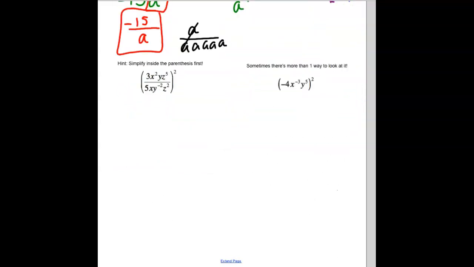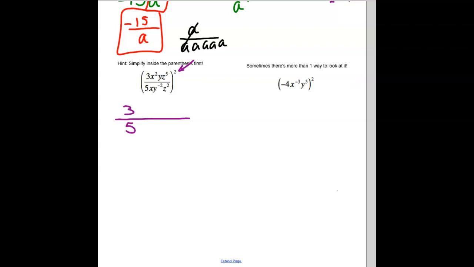It says simplify inside the parentheses first. If we can clean some of that stuff up inside, it's going to make it a lot easier to do the squaring that we have to do on the outside. All right, so let's clean up what we can. The 3 and the 5 have no common factors. We can't divide anything out or reduce that fraction, so we're going to leave it.